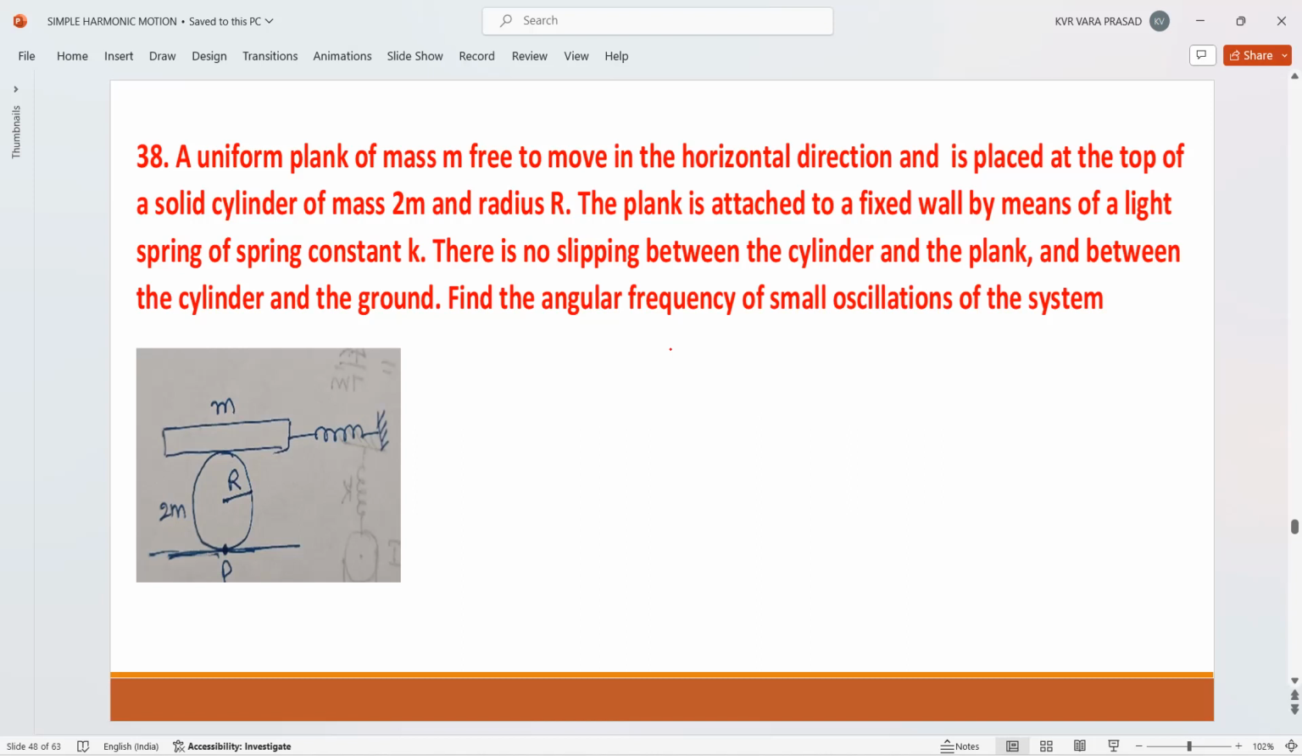So here, the plank executes simple harmonic motion, and the given cylinder also executes it. Means when the cylinder is rolling, the axis of the cylinder executes a simple harmonic motion. I am repeating: the plank executes simple harmonic motion, and at the same time the axis of the cylinder also executes a simple harmonic motion. Let us see how we are starting the problem.